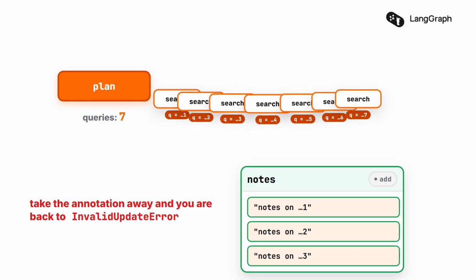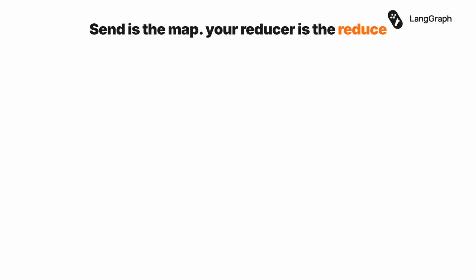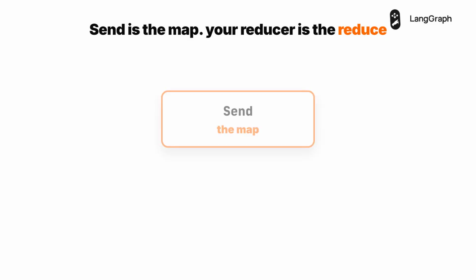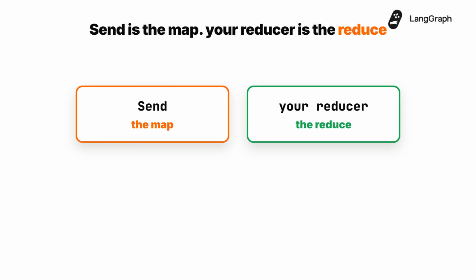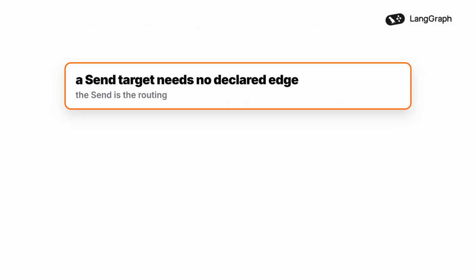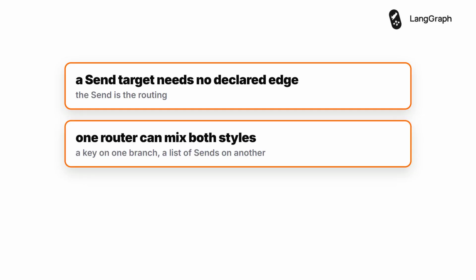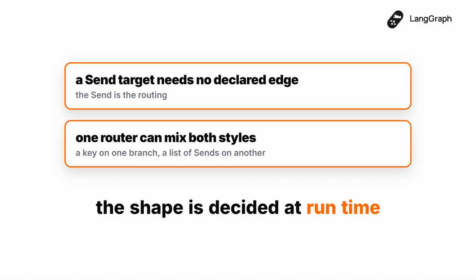This pattern has a name outside LangGraph. Map, then reduce. Send is the map, your reducer is the reduce. 2 details worth having. The target of a send needs no ordinary edge from the node that produced it, because the send itself is the routing. And a single router can mix the 2 styles freely, returning a plain key on one branch and a list of sends on another. Chapter 2 promised an explanation of what happens when branches converge. Here it is in 3 facts.